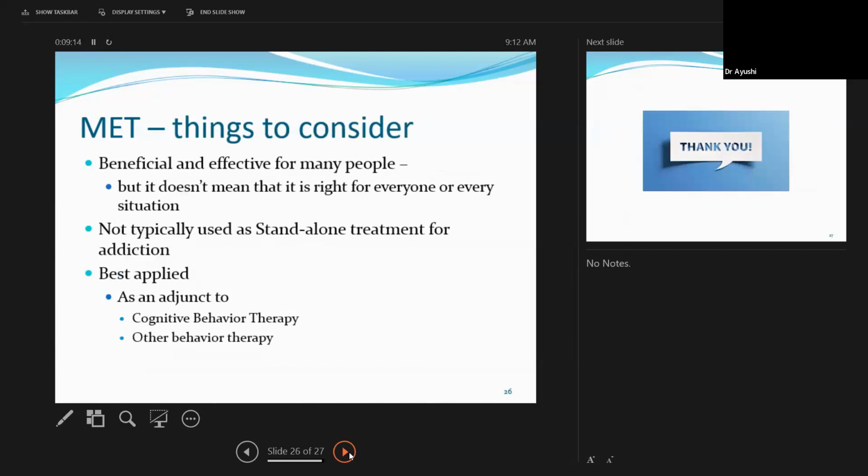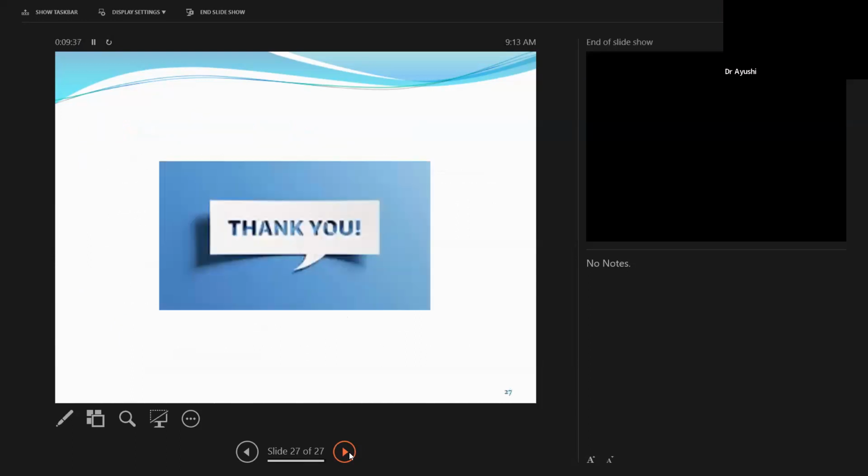Now, things to consider while giving MET. It is beneficial and effective for many people, but it does not mean that it is right for everyone or for every situation. It is not typically used as a standalone treatment for addiction, which means that pharmacological treatment will also be required. It is best applied as an adjunct to cognitive behavior therapy and other therapy. Thank you.